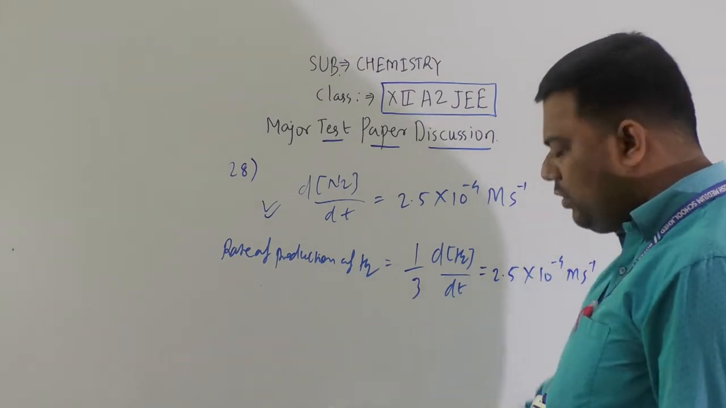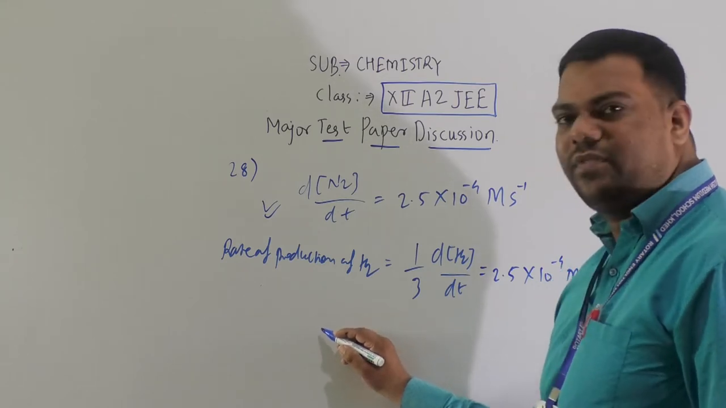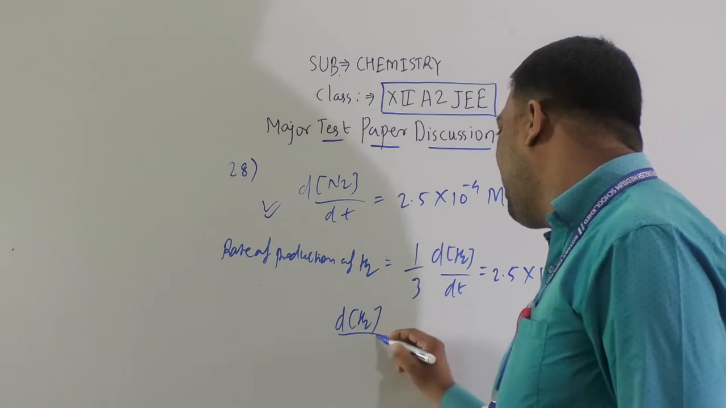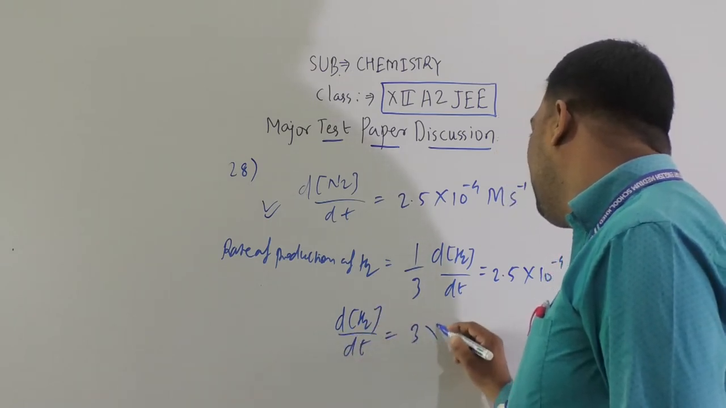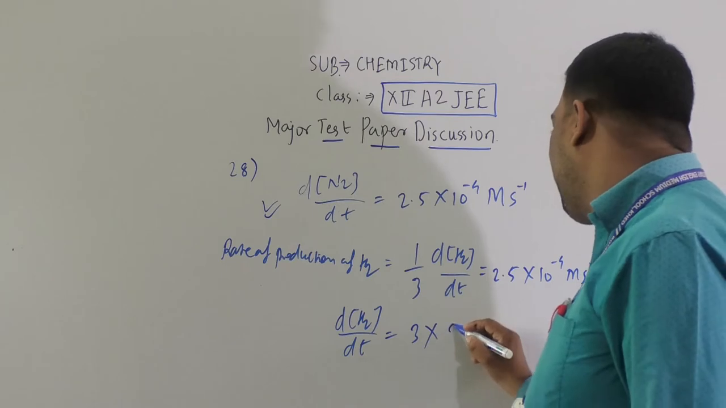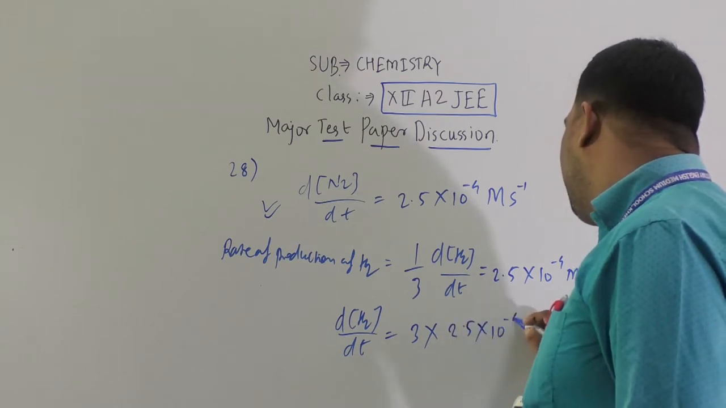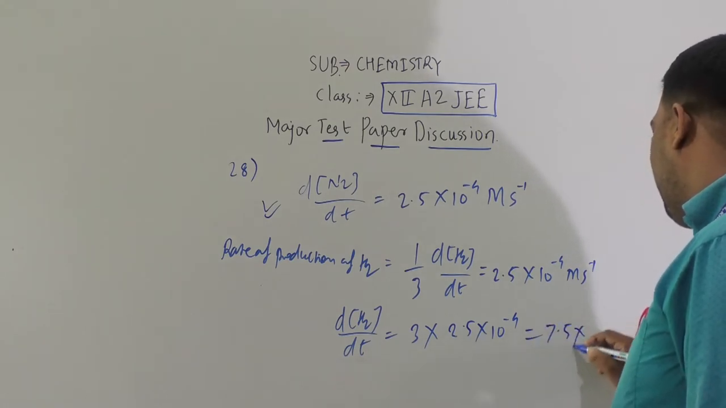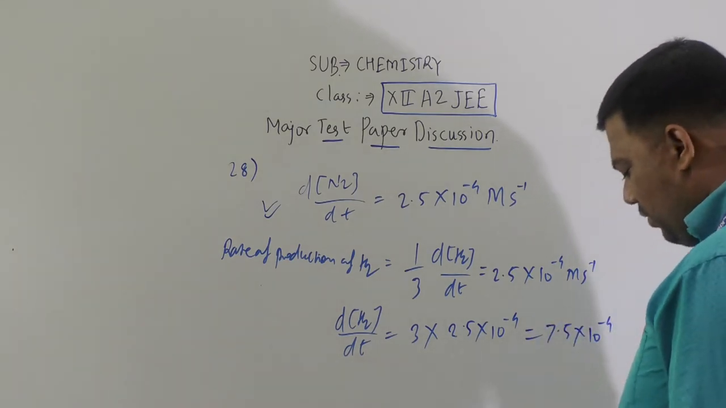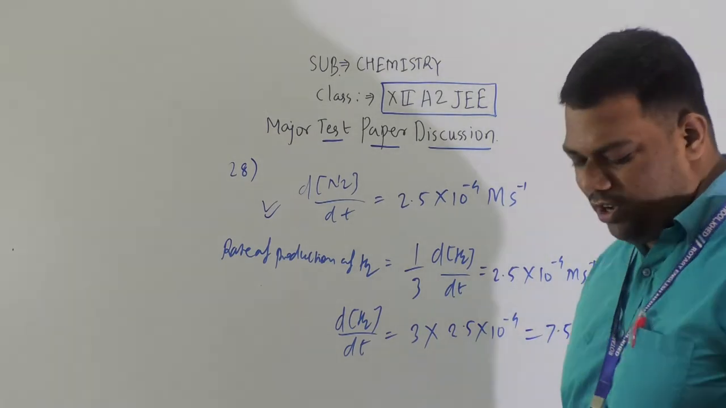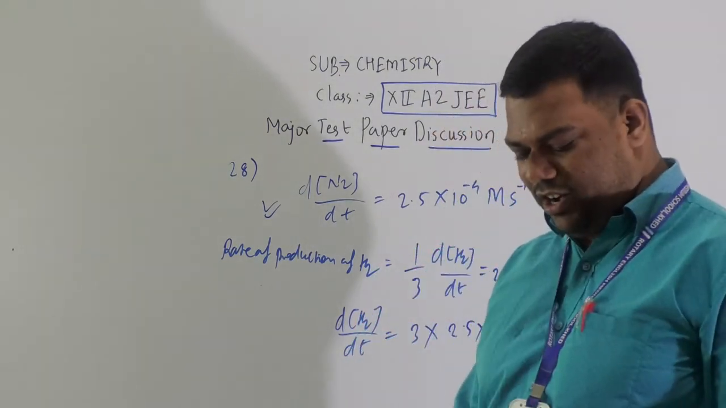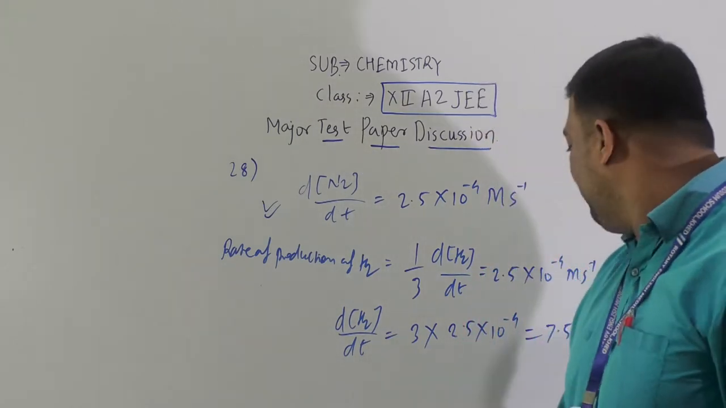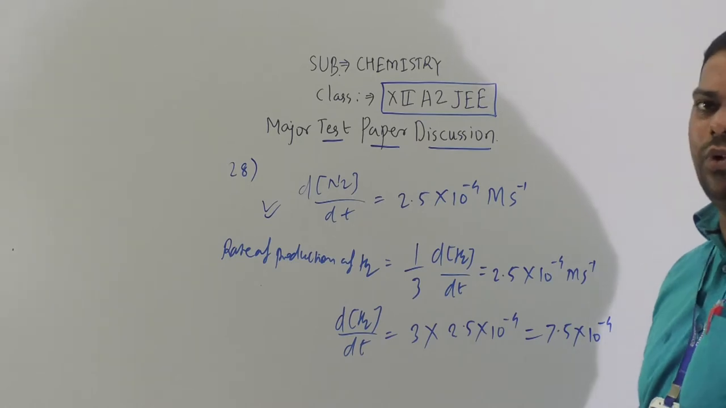Okay. So, beta, here what will come? d[H2]/dt is equal to 3 into, here divide, so here multiply, 2.5 into 10 raised to minus 4. So, what answer will come? Yes, 7.5 into 10 raised to minus 4. Okay, so beta, here option is what? Your A. Understood? Question 28 option is A, that is 7.5 into 10 raised to minus 4.